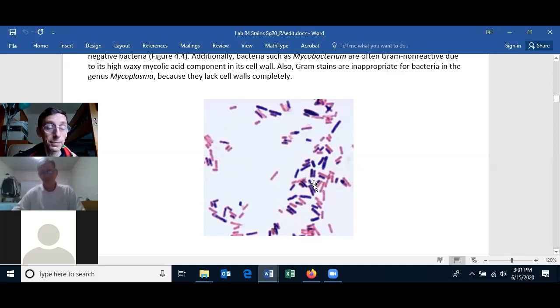So that's a problem with the gram stain. You have to have freshly grown cells, or the stain may not stain correctly. So in a sense, it is staining correctly. All of the new cells are staining gram positive, and then all of the old cells or dying cells are staining gram negative.